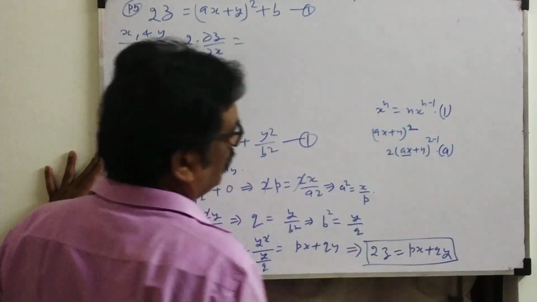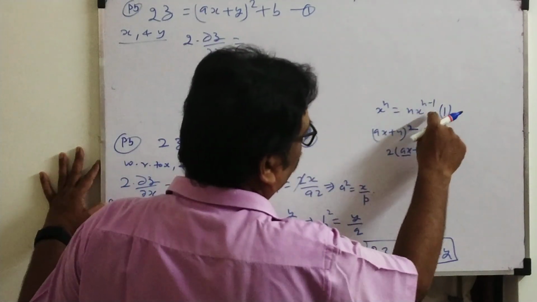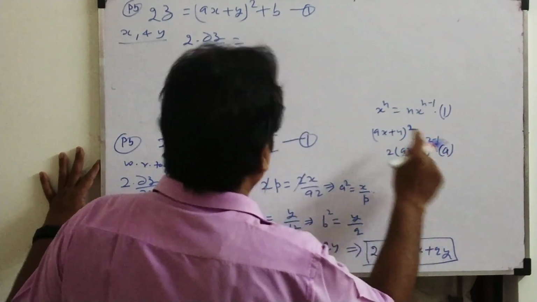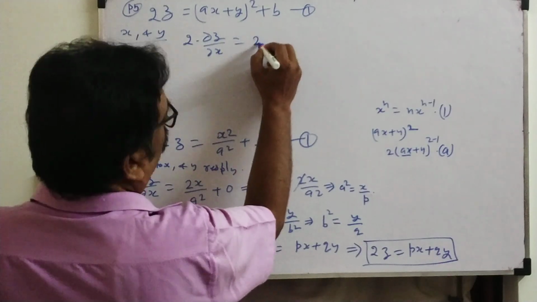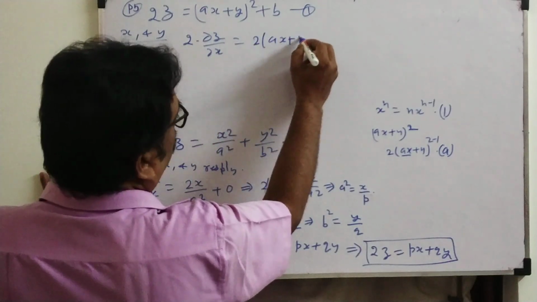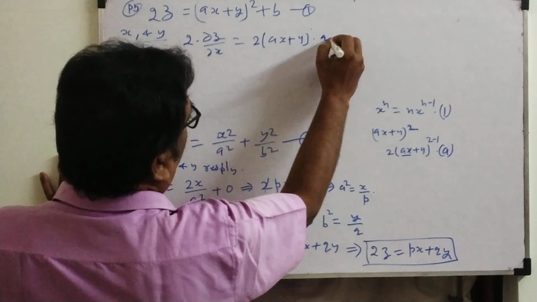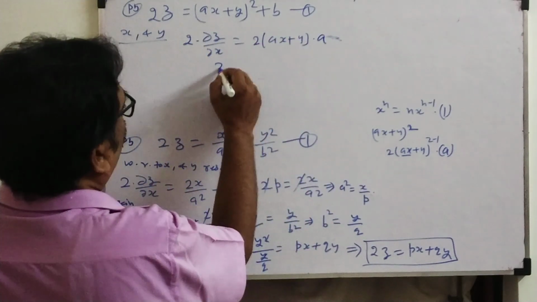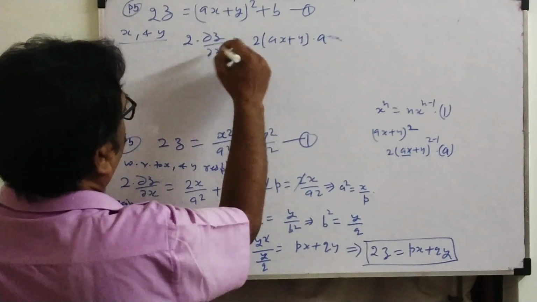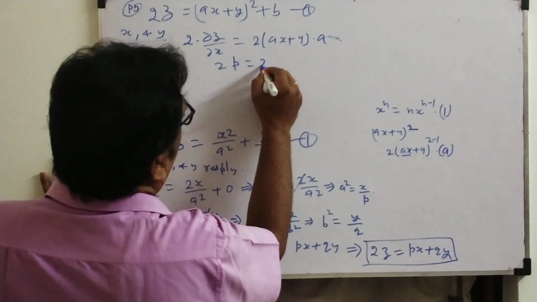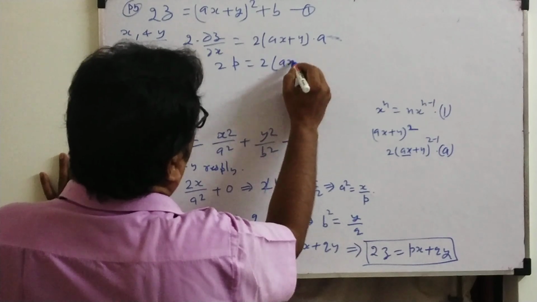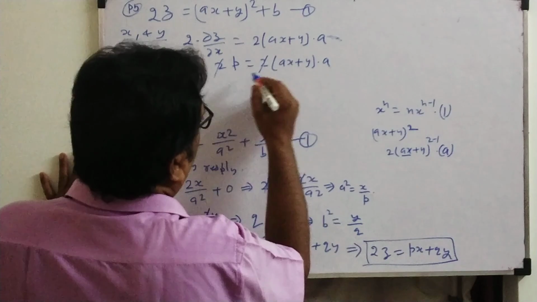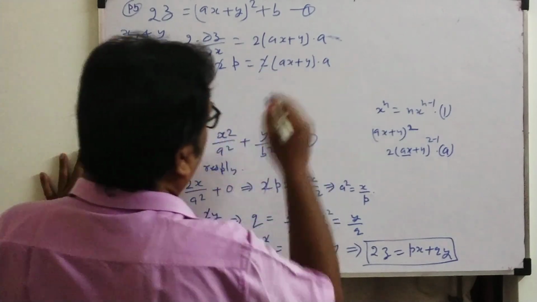This is our basic concept here. What is the differentiation of x power n? n x power n minus 1, x differentiation 1. Similarly here the variable is ax, so a. So I am going to write directly 2 (ax plus y) power 1 into a. This is the differentiation. Now 2p, dou z by dou x, equal to nothing but 2 (ax plus y) into a. 2 gets cancelled. So now you keep it like this.